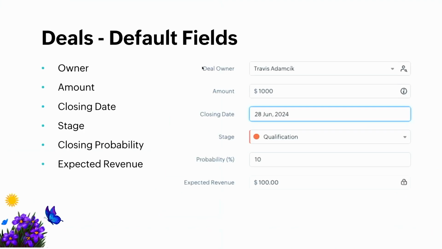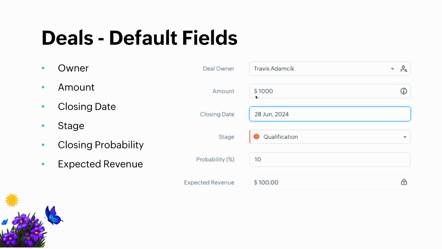So if we're going to get started with deals, I'm just going to bring the default fields that are going to be needed for the default reports. We're going to have the owner record. We're going to have the amount field, closing date, stage, and then closing probability. This is married to the stage field. So qualification, this is an out-of-the-box stage. It's going to have a probability of 10%.